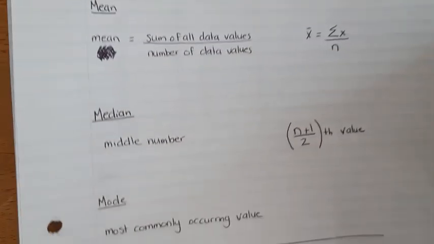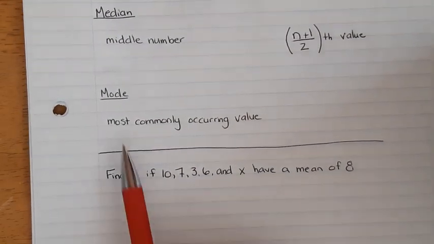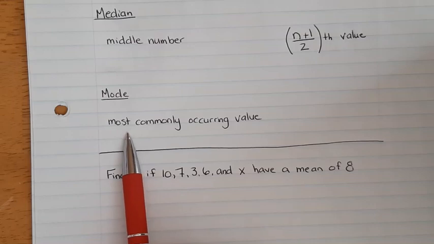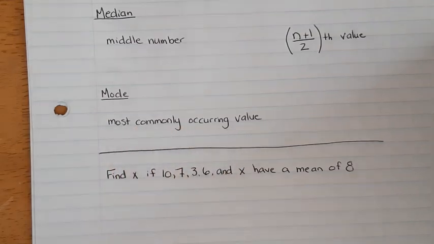And the last method for calculating the center is with mode. You're already familiar with mode. We've come across it as a vocabulary word already. It's the most commonly occurring value. So it's the number that is in that data set the most.